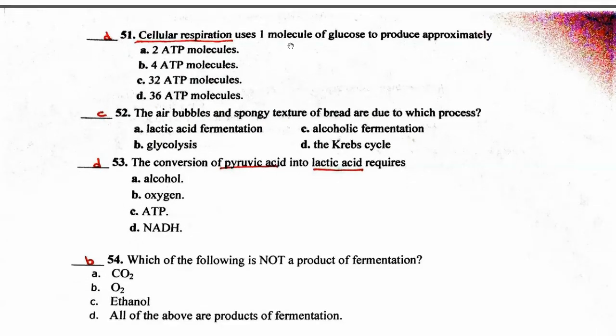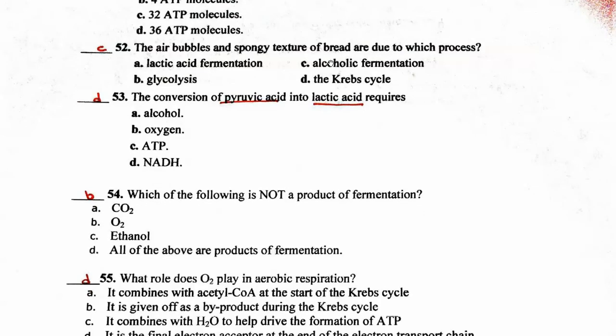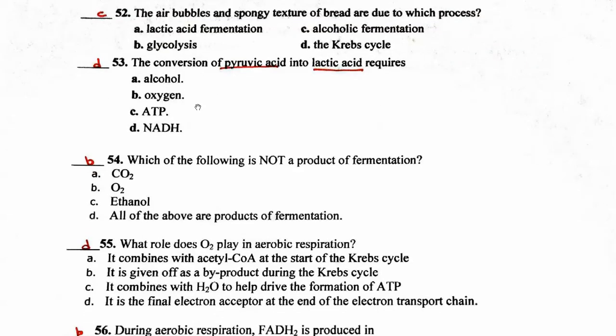Cellular respiration uses one molecule to produce 36 ATPs. The air bubbles in bread are due to your alcoholic fermentation, which makes alcohol and CO2. Lactic acid fermentation, you're just getting lactic acid and then your NAD plus back. The conversion of pyruvic acid into lactic acid requires blank. Well, it requires NADH, and that's the whole point.